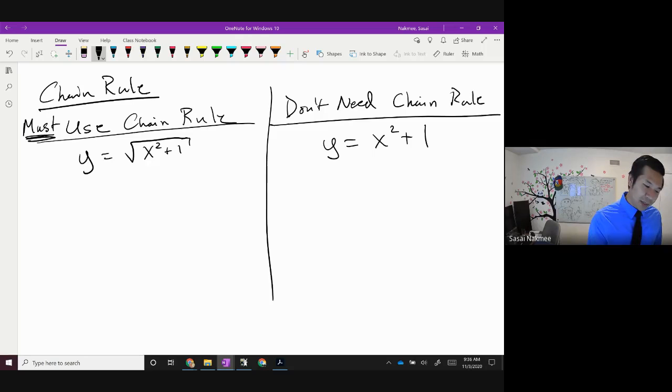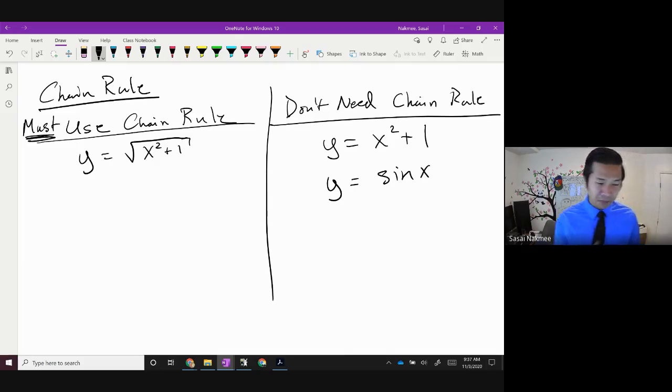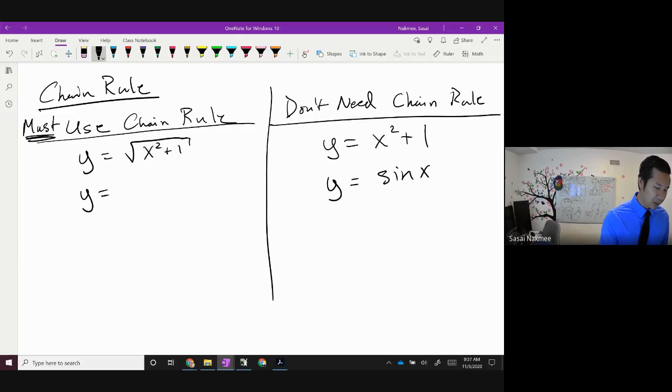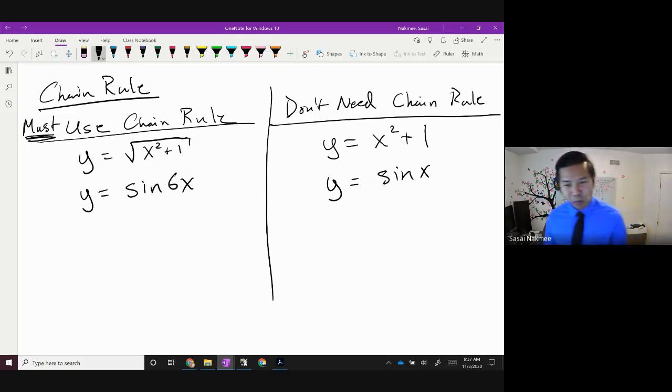Let me list a few of these out. Another function where you don't need the chain rule. Let's say I have, for example, y is equal to sine of x. The derivative of sine of x, we already learned from the last chapter, is cosine of x. One that would need the chain rule is if I had y is equal to sine of 6x.